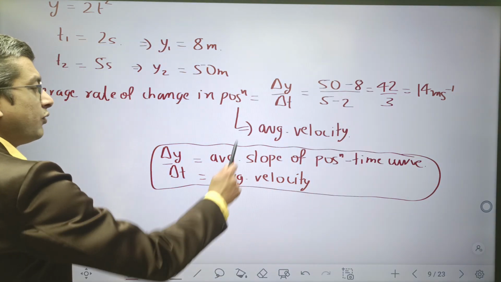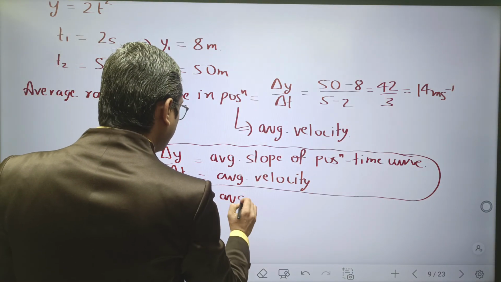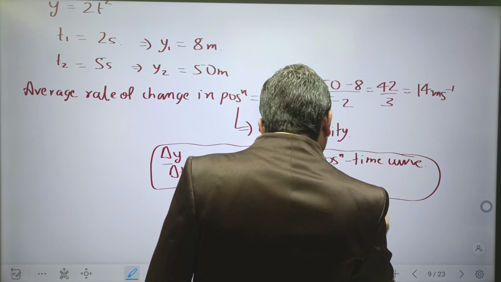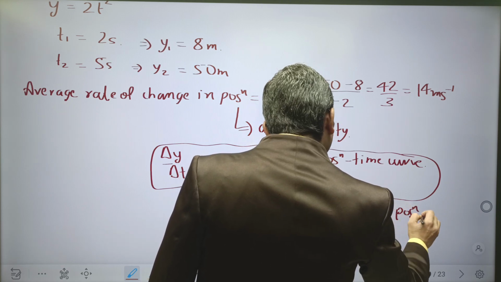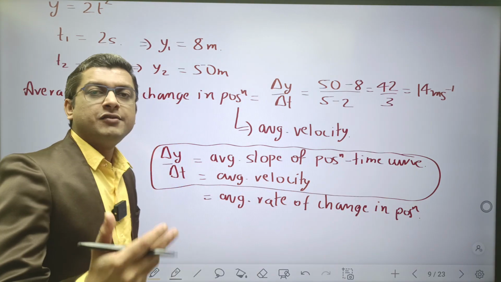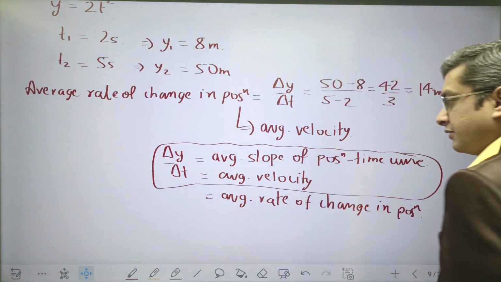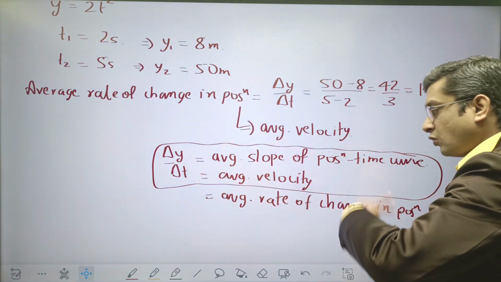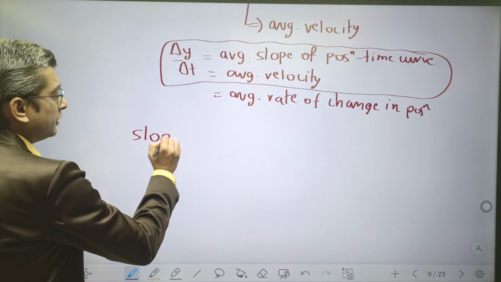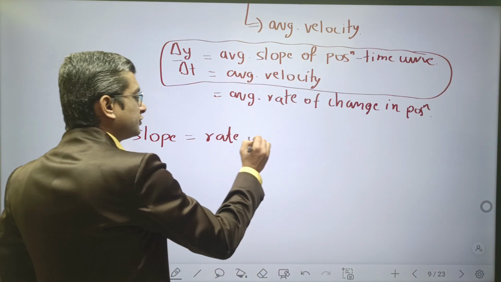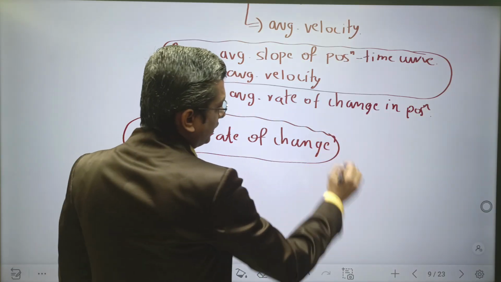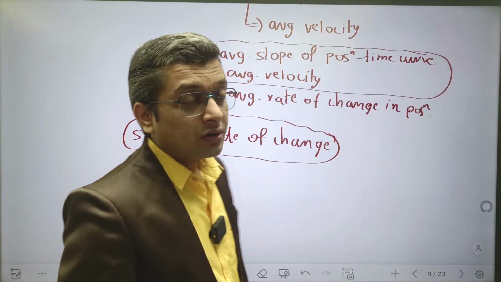And what is this average velocity? It is nothing but the average rate of change in position. This average rate of change in position is known as average velocity, and this average velocity is nothing but delta y by delta t, that is average slope. So what information we are getting here? That slope is nothing but rate of change. What is slope? Rate of change. Are you getting? Now we have talked about average slope.